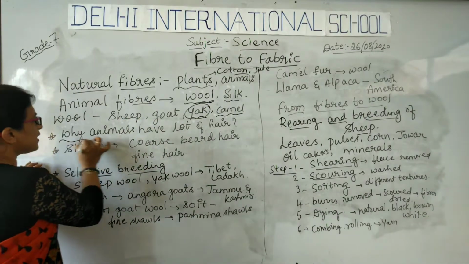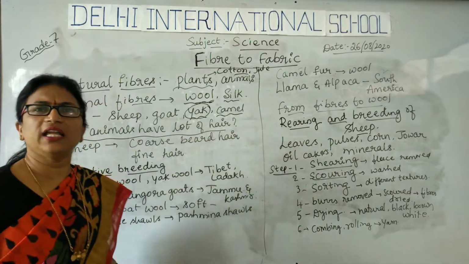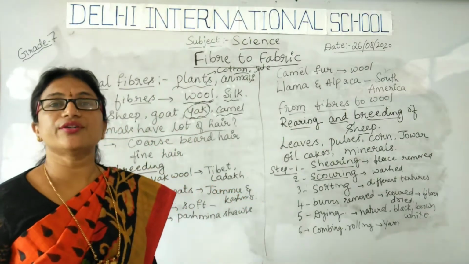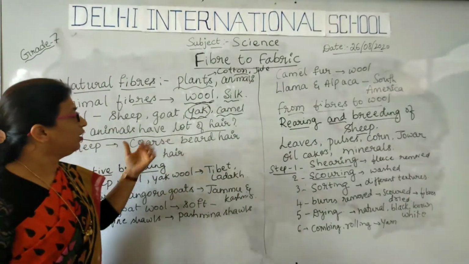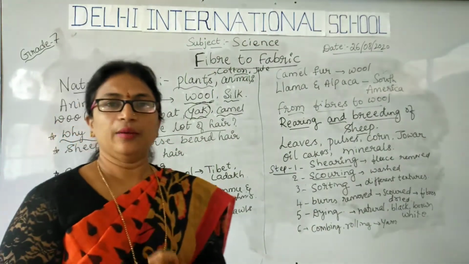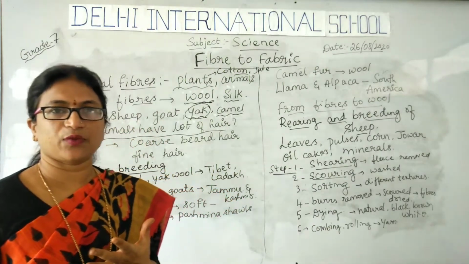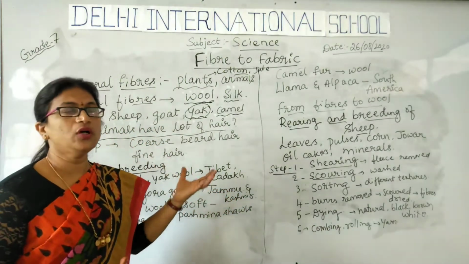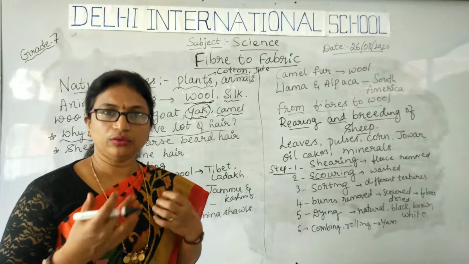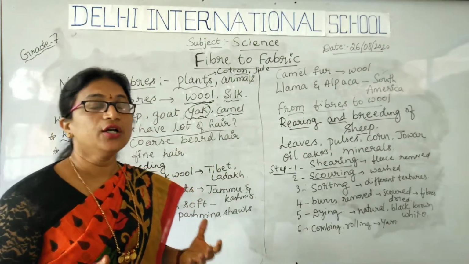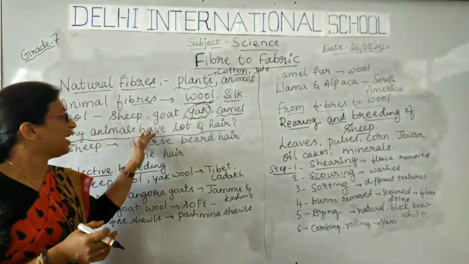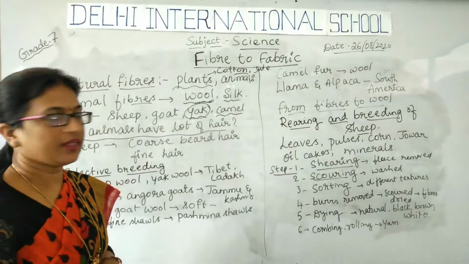And why do these animals have lots of hair on their body? Because it provides warmth to their body whenever cold conditions are there. They have to live outside and are exposed to the wear and tear of the atmosphere. They have to resist the cold and rain, so in order to keep their body warm, they have a lot of hair on their body.